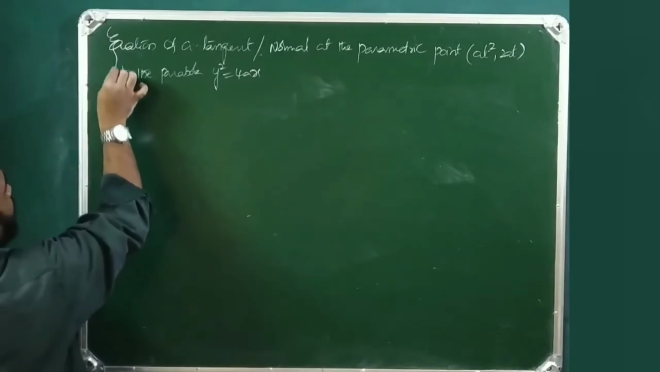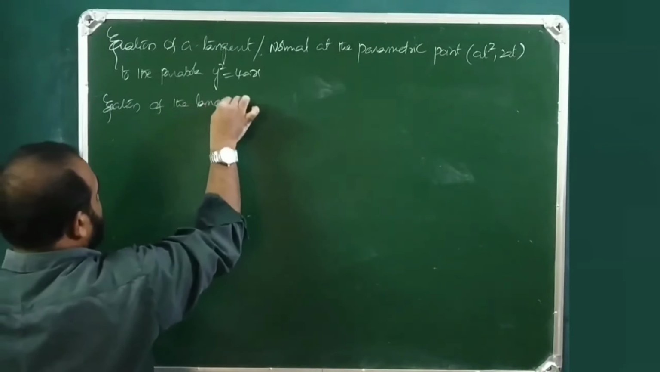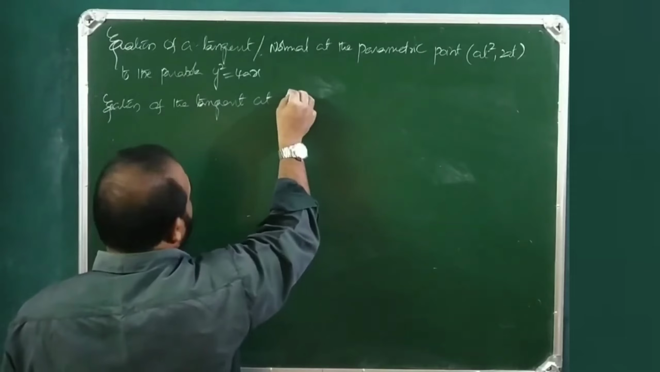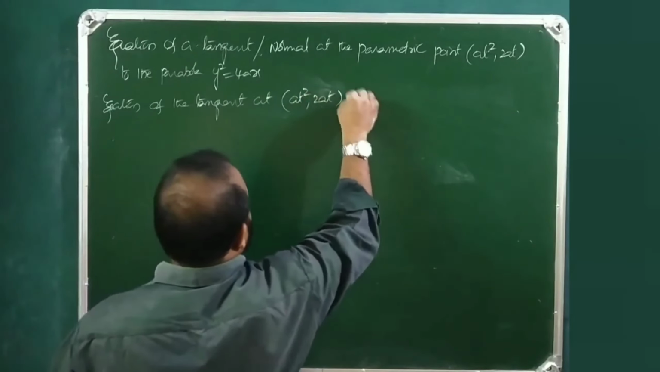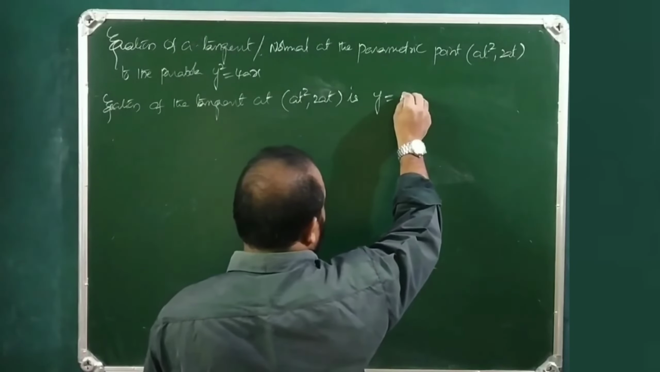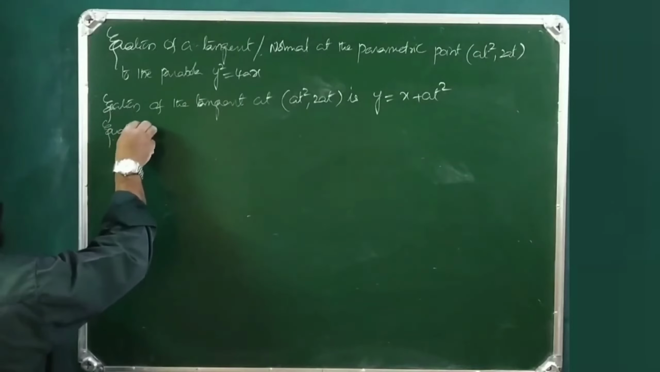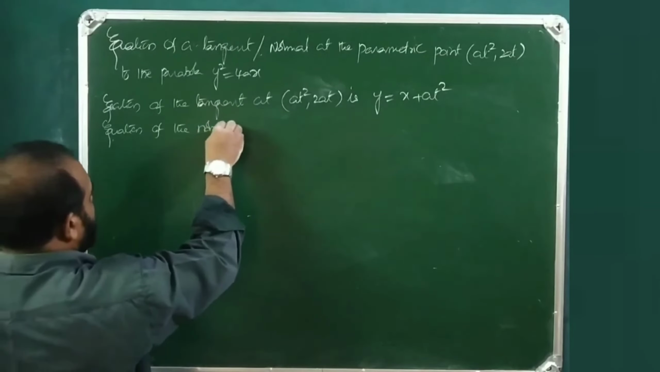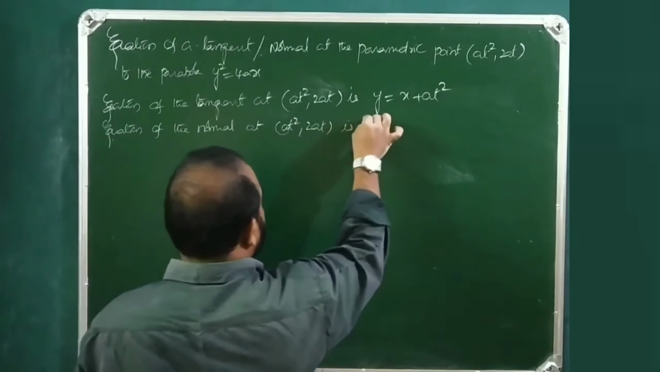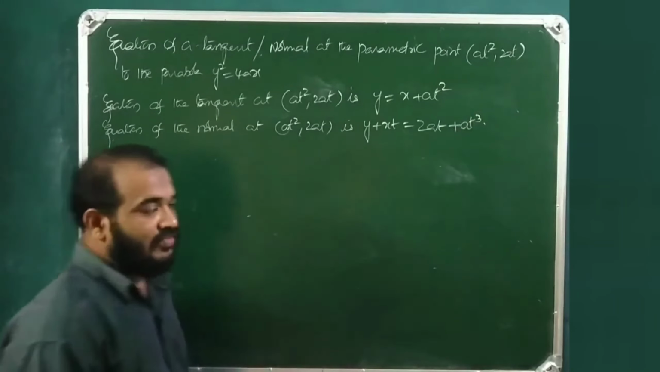So the equation of the tangent at the parametric point (at², 2at) is yt = x + at², and the equation of the normal at the parametric point (at², 2at) is y + xt = 2at + at³. So let us see this now.